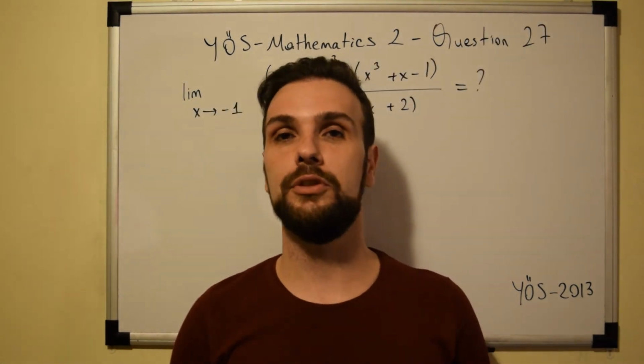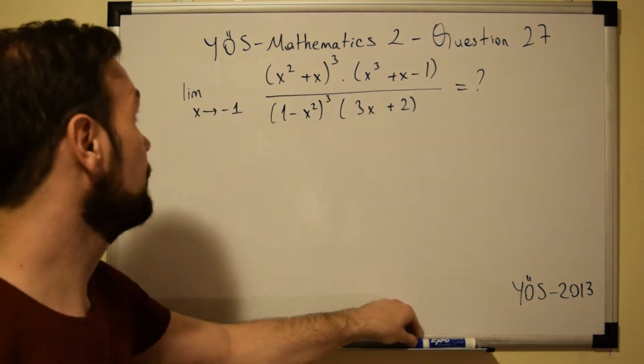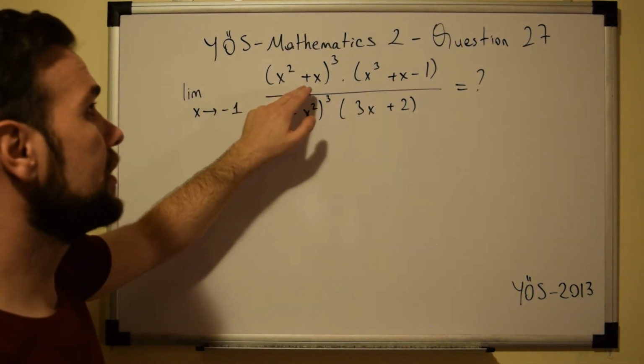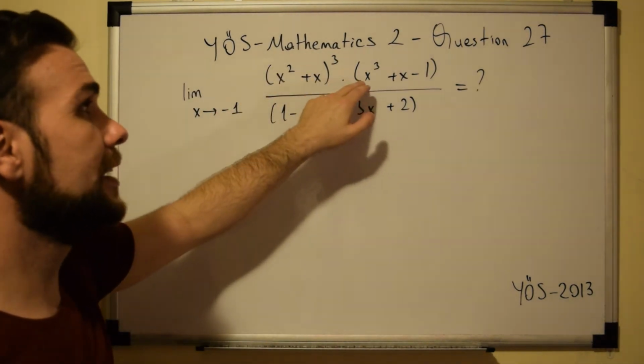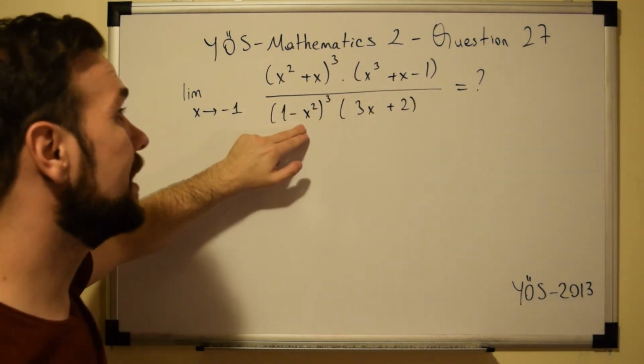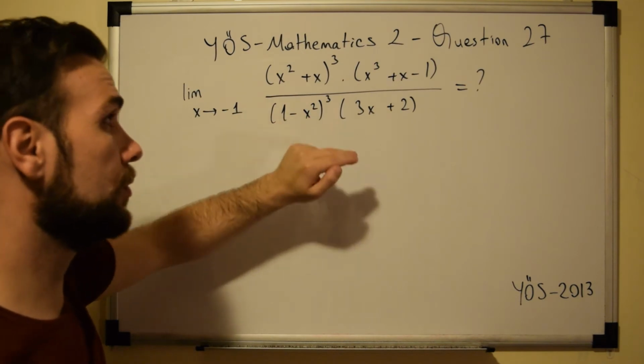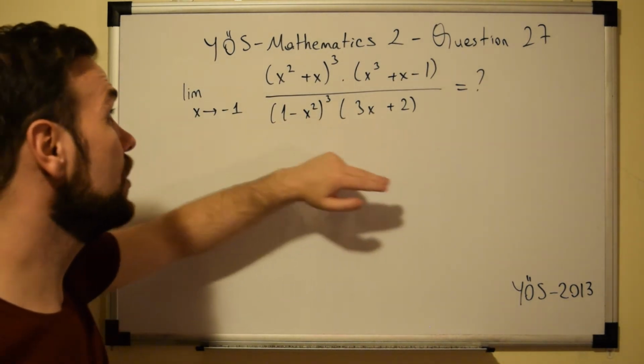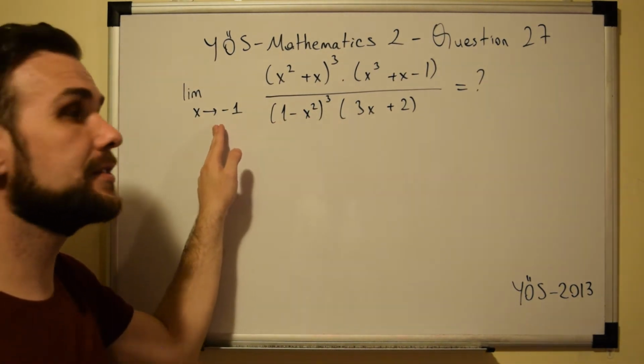Welcome to question number 27. In this question we have the limit of (x squared plus x) all to the power of 3, times (x to the power of 3 plus x minus 1), over (1 minus x to the power of 2) all to the power of 3, times (3x plus 2), as x approaches minus 1.